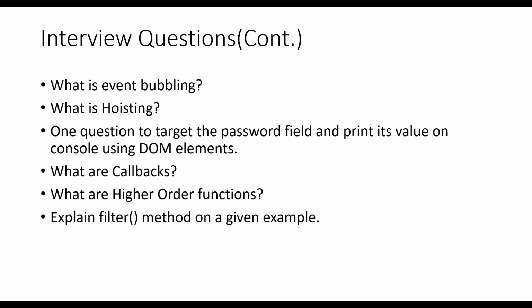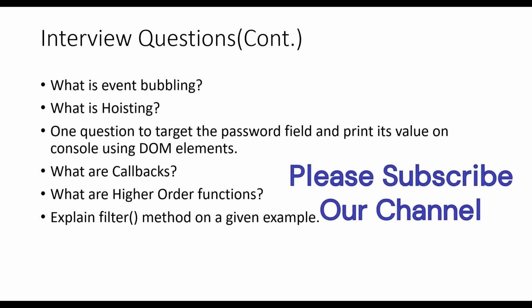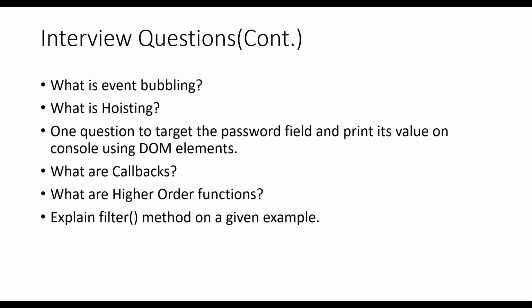And then he asked me to target the password field and print its value on the console using DOM elements. He opened the GitHub profile, and on the sign in page we can see the username as well as the password field. He told me to write any random value inside the password field and show him what I had written on the console, using DOM elements, to print the value I had written inside the password field.